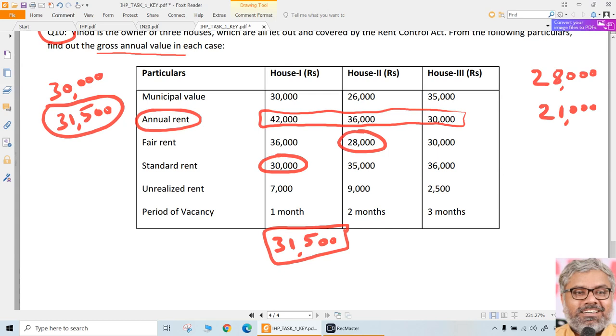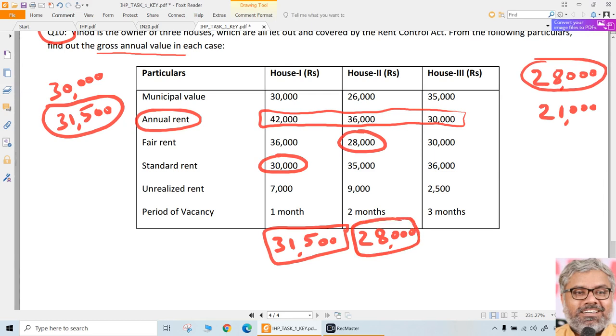For that, once again, you have to do an imaginary calculation. What if there was no vacancy? Then the actual rent received or receivable would have been 36,000 minus 9,000 means 27,000 only. Means even if there was no vacancy also, the actual rent received or receivable would have been less than expected rent only. So we cannot say the ARR is less than expected rent due to vacancy. That means it is not an exception. That means whichever is higher only will be the gross annual value, which means 28,000 is the answer for second scenario. That is house number 2.